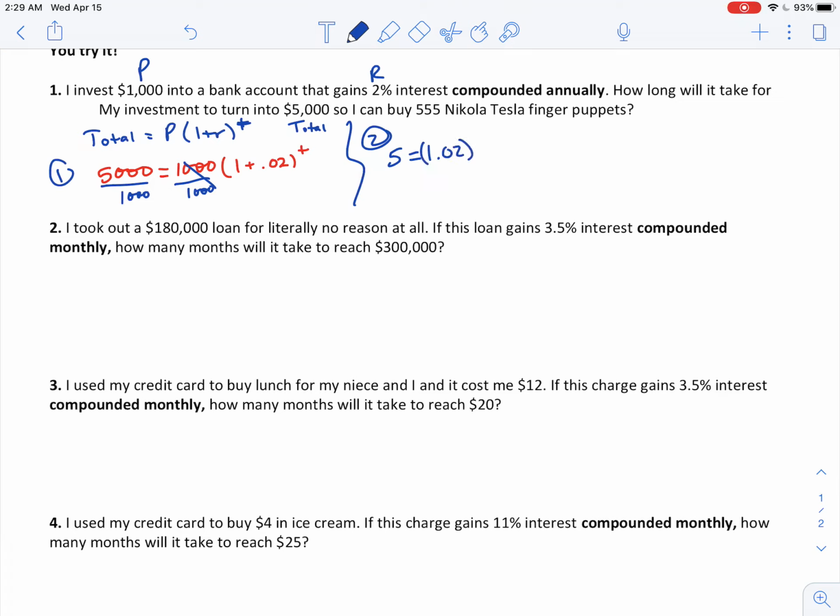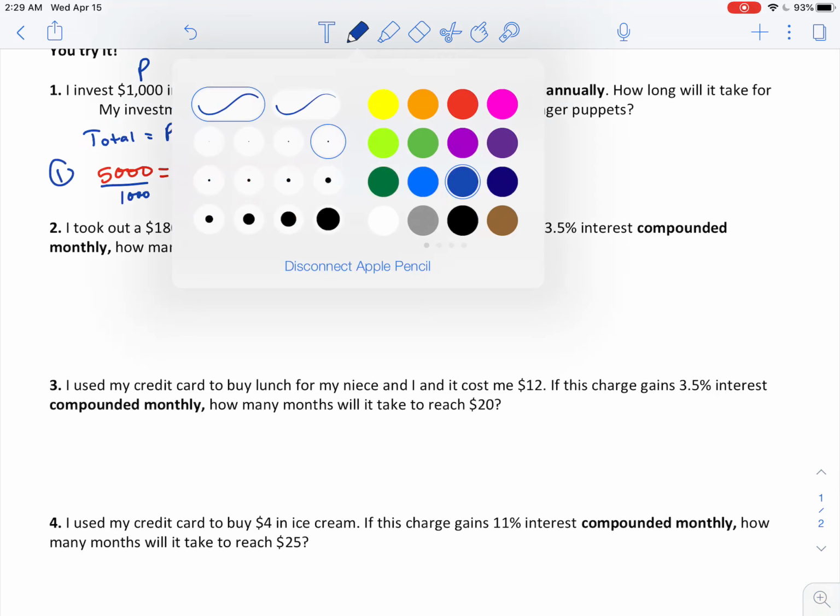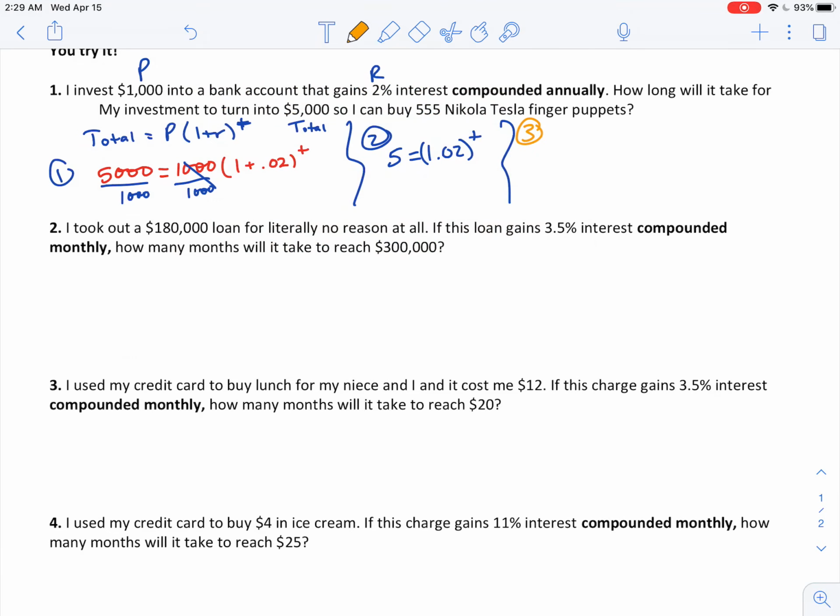So first thing we're going to do, just like yesterday, we divided off this principal amount. So I'm left with, so this is step 1. Step 2, I had 5 equals 1.02 to the t. And step 3, I want to solve for t in the exponent, so I need to write this in logarithmic form. So log, what's the base of my exponent? Here, the base is 1.02. So log base 1.02 of 5 is going to be equal to t.